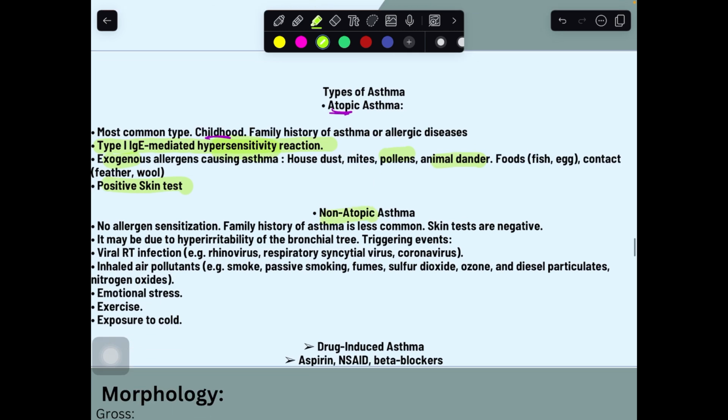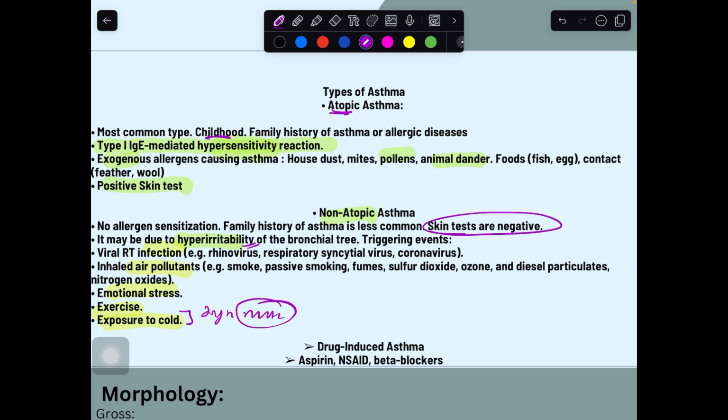In non-atopic, it has nothing to do with allergy. There is no hypersensitivity, but the patient's bronchi are hyper-irritable. It is very irritable to certain things, such as infection. It could be air pollutants like certain gases or smokes. It could be emotional stress, exercise, exposure to cold. Like in exposure to cold and exercise, there is dryness that happens to the mucus found in the bronchi, and when it dries, it can cause irritation. So here it is hyper-irritability, and obviously the skin tests are negative since it's not related to allergies.